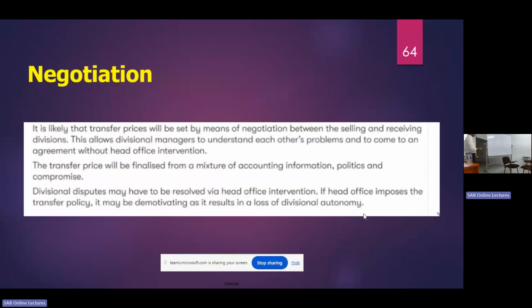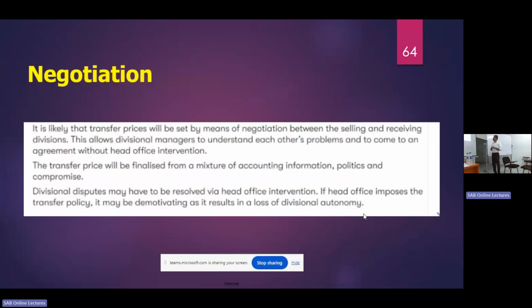Like in the earlier examples, they can buy from outside and sell outside. In such a situation, they can decide on a price in between. Right? So it is likely the transfer price will be set by means of negotiation between selling and receiving division. This allows divisional managers to understand each other's problems and come up with an agreement without head office intervention. So the transfer price will be finalized from a mixture of accounting information, politics and compromising.